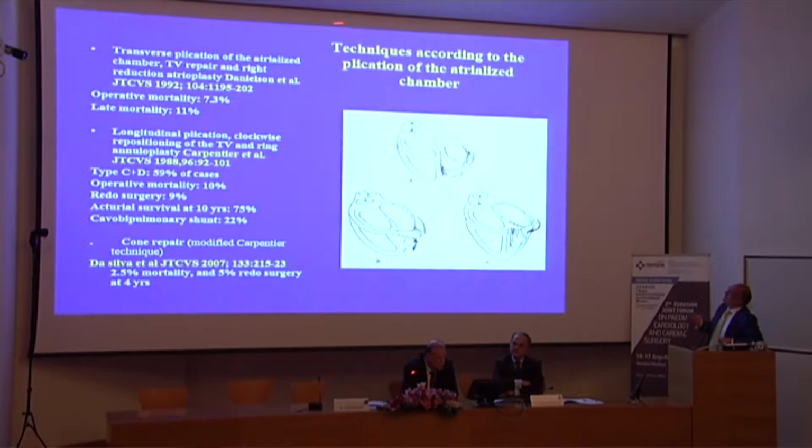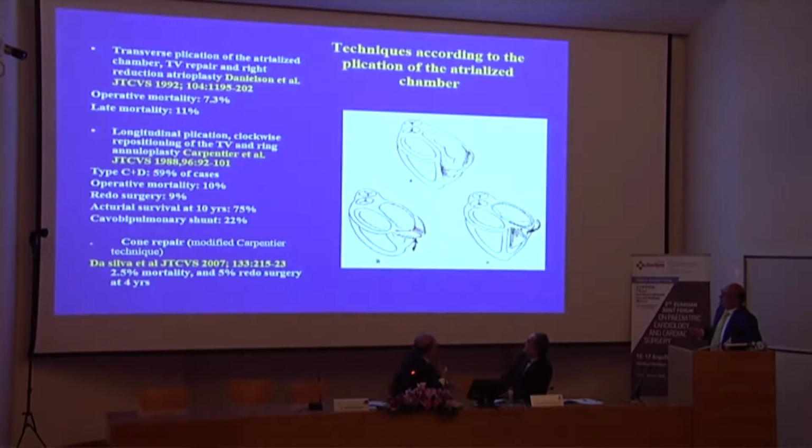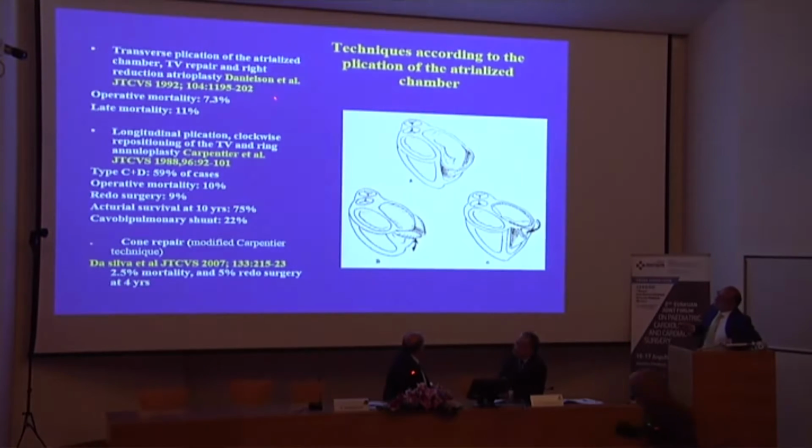Now, regarding the techniques we developed over the past, I would say, 30 years, the first one was the transverse plication of the atrial chamber. As you see here, the atrial chamber is here. The transverse plication was first described by Lillehei and Hardy in '62, and Danielson, who was doing this transverse plication, published his results in the Journal of Thoracic and Cardiovascular Surgery in 1992. The operative mortality in his series was 7.3% with a late mortality of 11%.